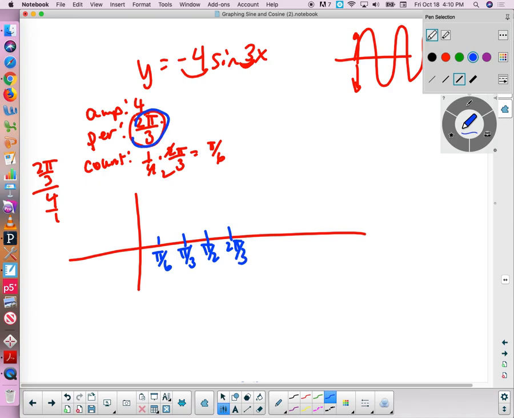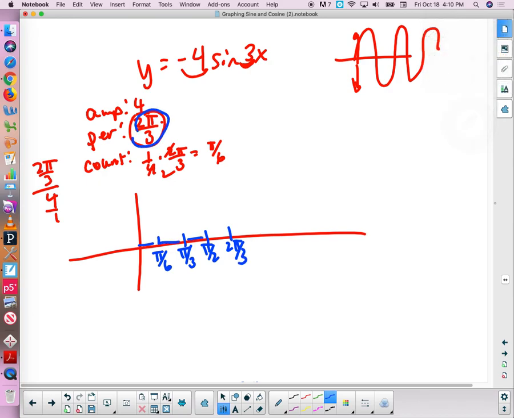Do you see how I ended? 1, 2, 3, 4. I have 1, 2, 3, 4, 5 main points because I need one to start with. And I ended at 2 pi over 3 for the first period. I'd go in and graph that one and then graph more if you need to. It's going to be going up and down 4.